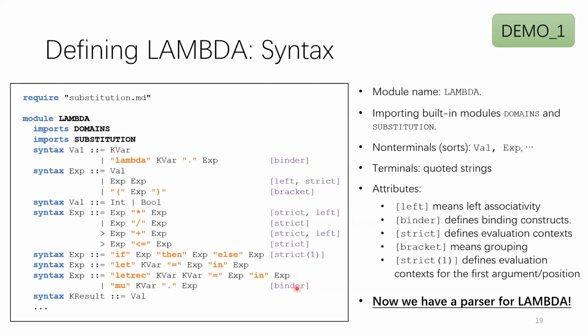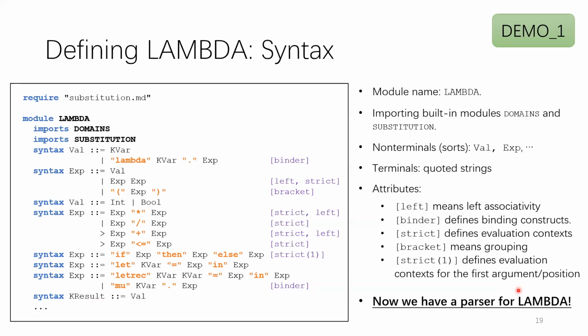And finally, we define the K result. Since we have the strictness attribute to ask K to fully evaluate an expression to the final result, we need to tell K what are considered as the final results. And the built-in sort KResult is for this purpose. So we define all the values to be evaluation results. So that's it for the syntax.